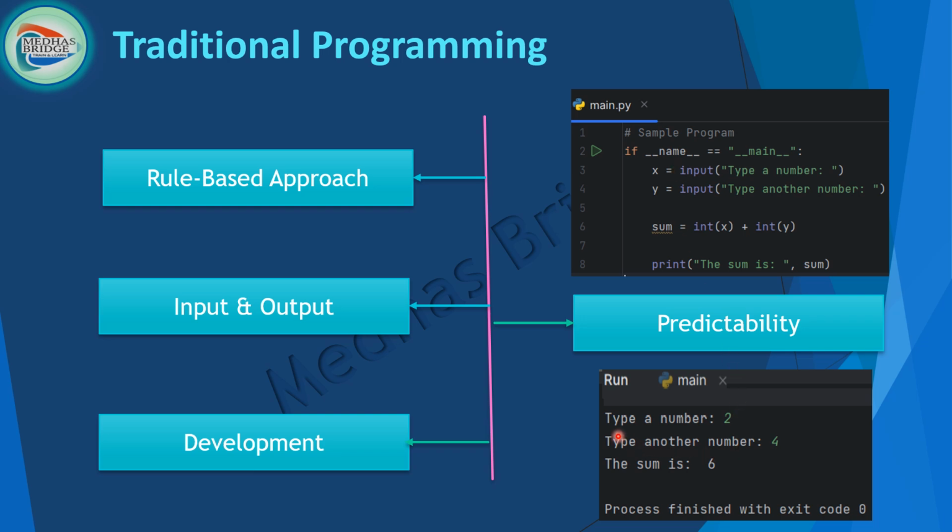So if you look here, I'm giving one input as the number 2, and the other input as the number 4. So 2 plus 4 is what my rule-based algorithm processes to produce the output, which is 6. Do you see that? This is how I think traditional programming works.